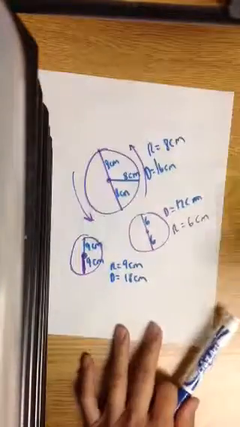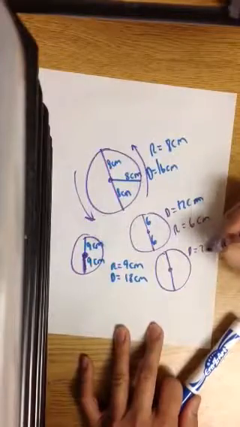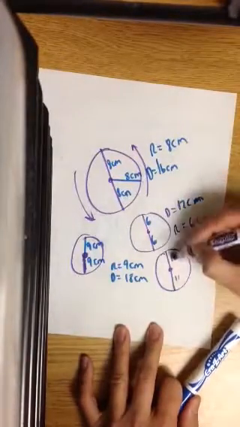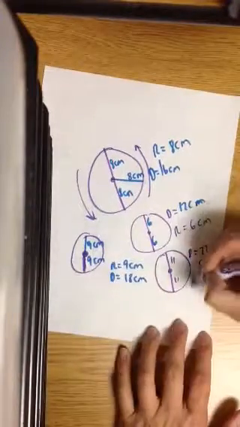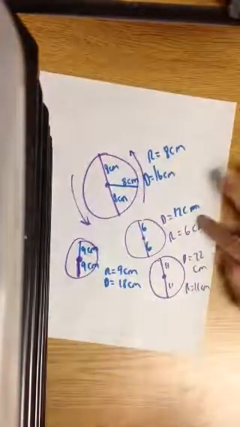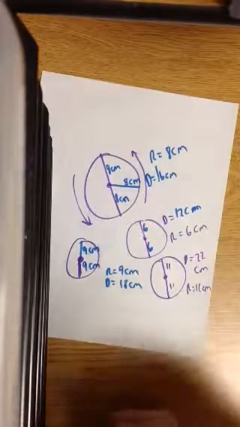Or, in our last example, this is a diameter. The diameter is 22 centimeters. So each part of the diameter will be 11. So the radius is 11 centimeters. So diameter is double the radius. Radius is half of the diameter.